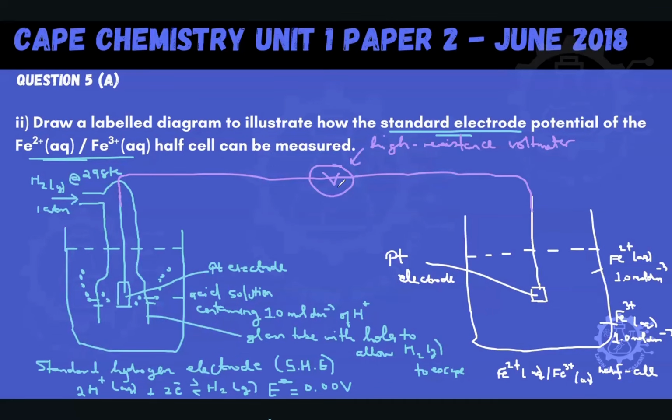And then what do I have? I'm missing my salt bridge. So let's draw in our salt bridge for completeness' sake. We need to have our salt bridge that's being dipped in both solutions. So that's my orange here. Here's my salt bridge. Okay, so that's my salt bridge.